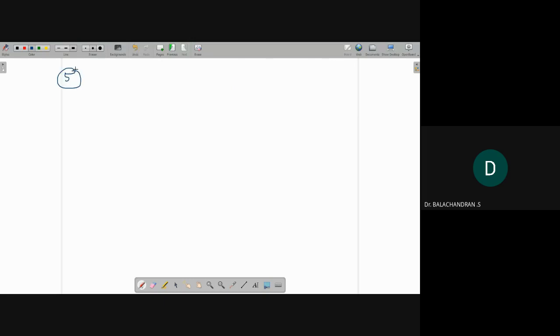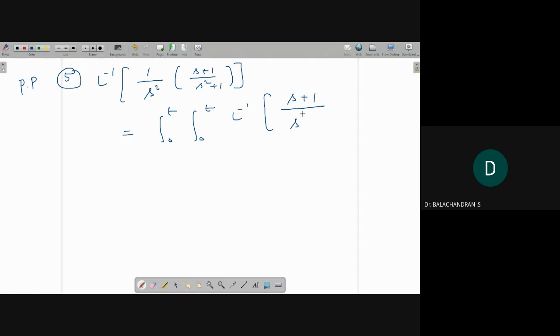Next problem. So I think this is a practice problem, but I will give the idea. Okay, L inverse of 1 by s square into s plus 1 by s square plus 1. So instead of 1 by s square, you know that you can replace by 0 to t, 0 to t, L inverse of f of s plus 1 by s square plus 1 into dt.